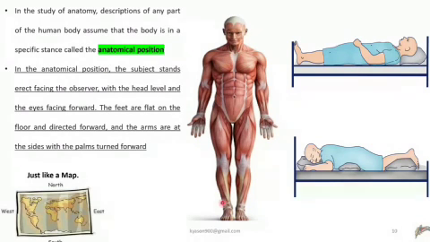Just like the map, we know that the map has got the north, the south, east, and west. Even though you tilt this map, the north will remain the north, the east remains the east. Same goes for the human body. Regardless of how the patient is positioned, this is the anterior aspect of the body, or the front side of the body. Then in this position here, this is the posterior aspect of the body, okay?